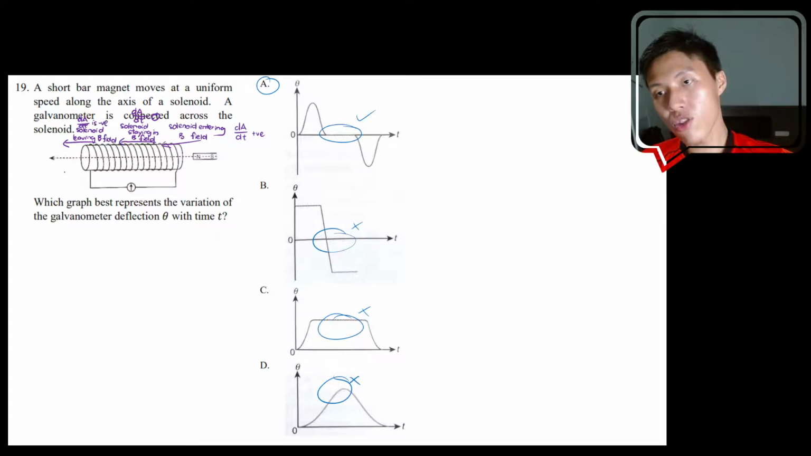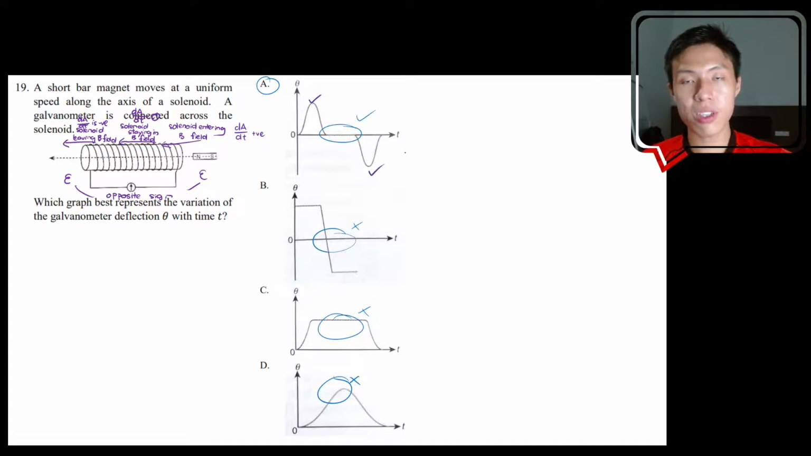So you should expect the EMF over here and the EMF over here to be opposite sign, because for one the dA/dt is positive, for the other the dA/dt is negative. So opposite sign, and that's why you see one is pointing positive, one is negative. So A is the answer. But it's very rough. I'm not very specific with the sign whether it's positive or negative, but this is how I work through it.